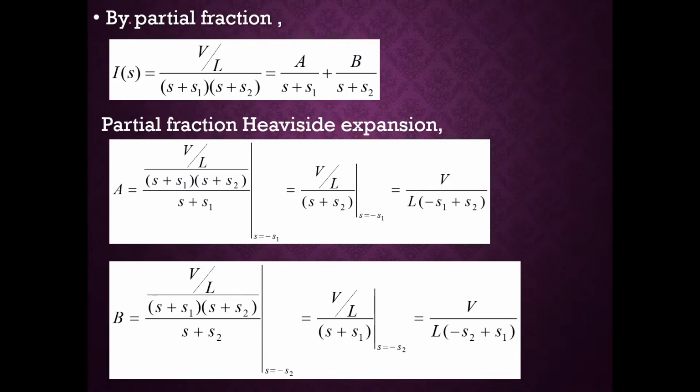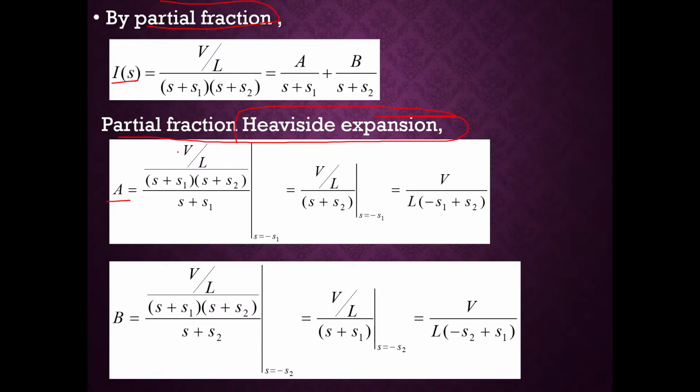So now let us go for partial fractions. What is our current equation? I of s is equal to V by L divided by S plus S1 into S plus S2. If you go for partial fractions, you can write A by S plus S1 plus B by S plus S2. And you can determine the A value and B value by the partial fraction Heaviside expansion method, which we already know.